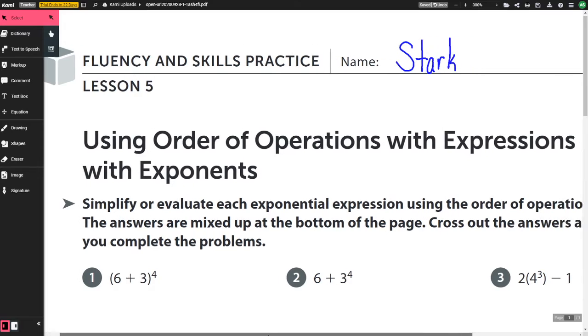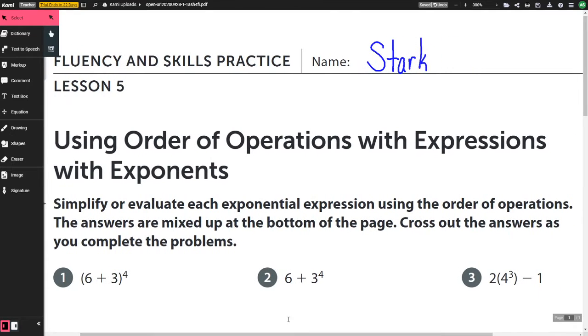The next thing we're going to do is we're going to read the directions. Simplify or evaluate, which is just a fancy word for saying solve, each exponential expression using the order of operations. The answers are mixed up at the bottom of the page. Cross out the answers as you complete the problems.